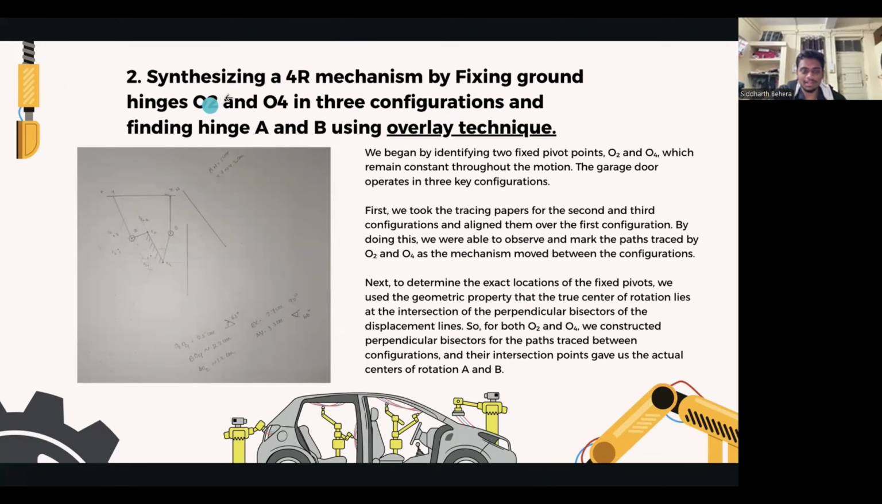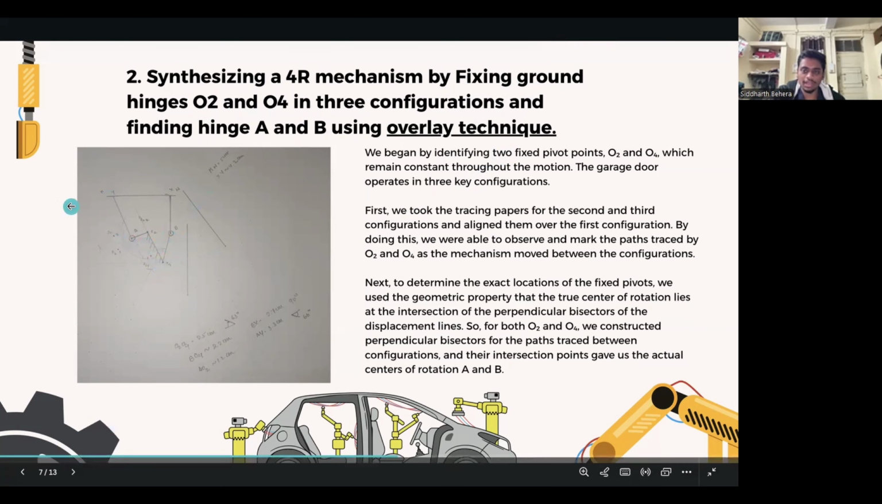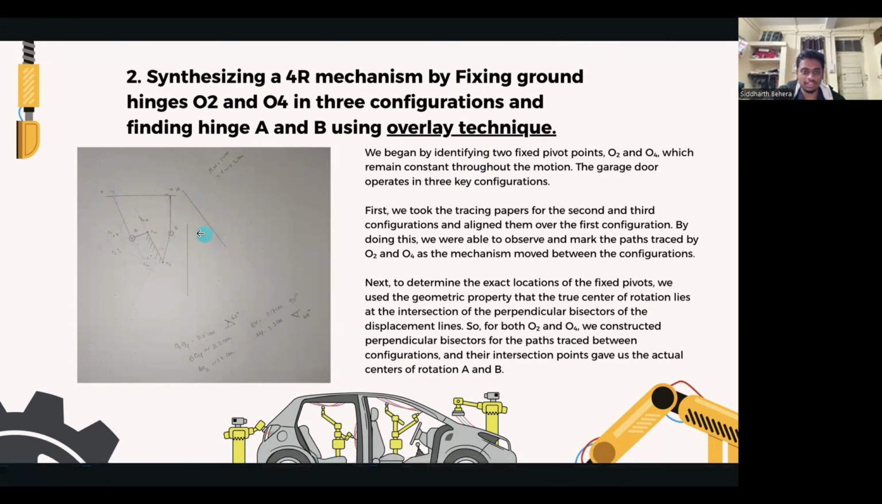My name is Siddharth Behra. My roll number is 23ME10082, and I am going to talk about synthesizing a 4R mechanism by fixing ground hinges O2 and O4 in three configurations and finding hinges A and B using the overlay technique. We begin by identifying two fixed pivots O2 and O4, which remain constant throughout the motion. The garage door operates in three key configurations.